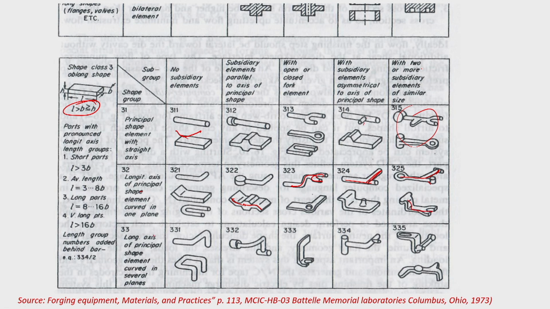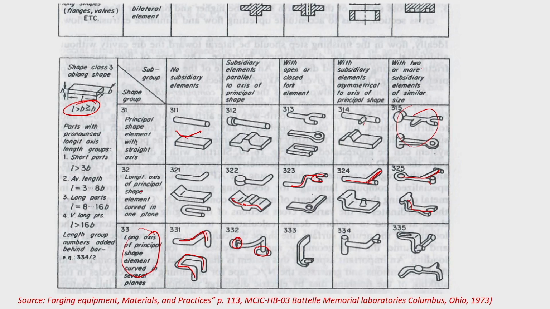And finally, the last part, the longitudinal axis of the principal shape element curved in several planes, like this. This type is extremely difficult, a large number of operations before the blocker die will have to be done. You have to bend it one way, you have to bend it the other way, all those things are coming. Here, say the cross sectional area is different, all those things. So, your operations keep on increasing with the complexity of the shape.